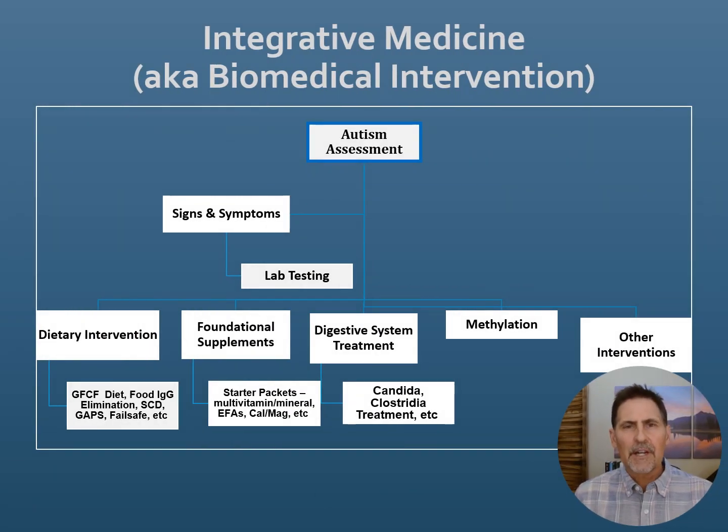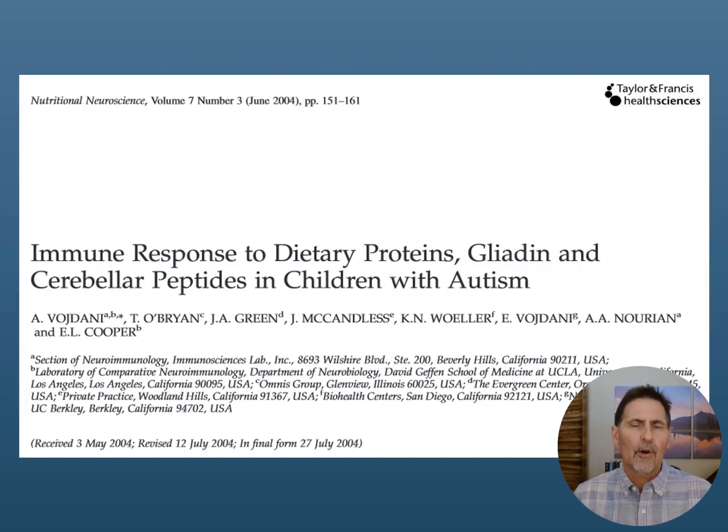So I've discussed in other mechanisms videos some of the concepts of biomedical intervention for autism. And one of the main ones is dietary intervention. So we're just going to take a quick look at that concept. So this was an article that came out a number of years ago. It was actually 2004, so fairly some time ago. And I was actually part of this article.